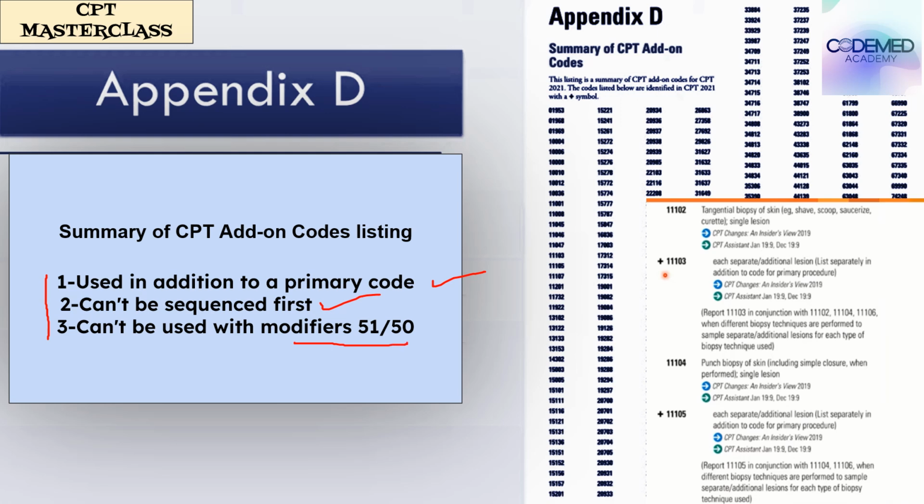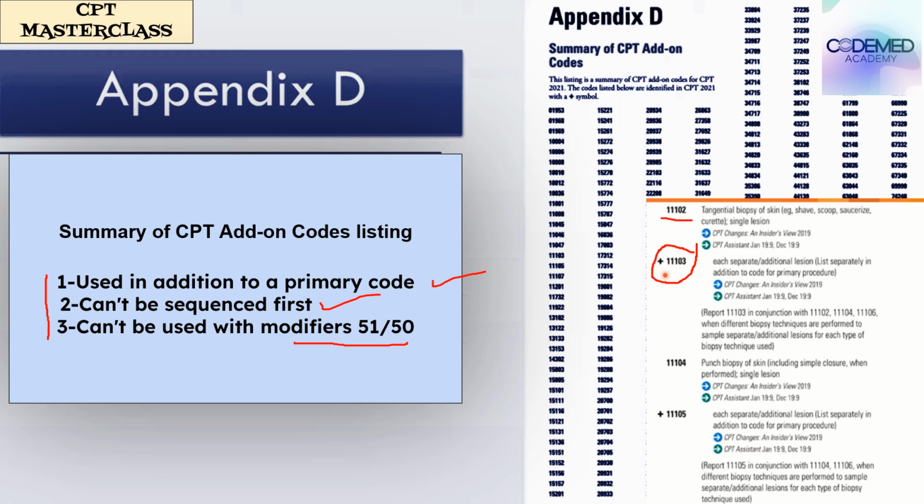Now if you see, the add-on code is symbolized by the plus sign in front of the code. So whenever I see the plus sign in front of the code, I know that this is the add-on code. So whenever I am writing the code 11103, I cannot write that code in the first place. I have to have the primary code. So for 11103, there is a primary code which is 11102.